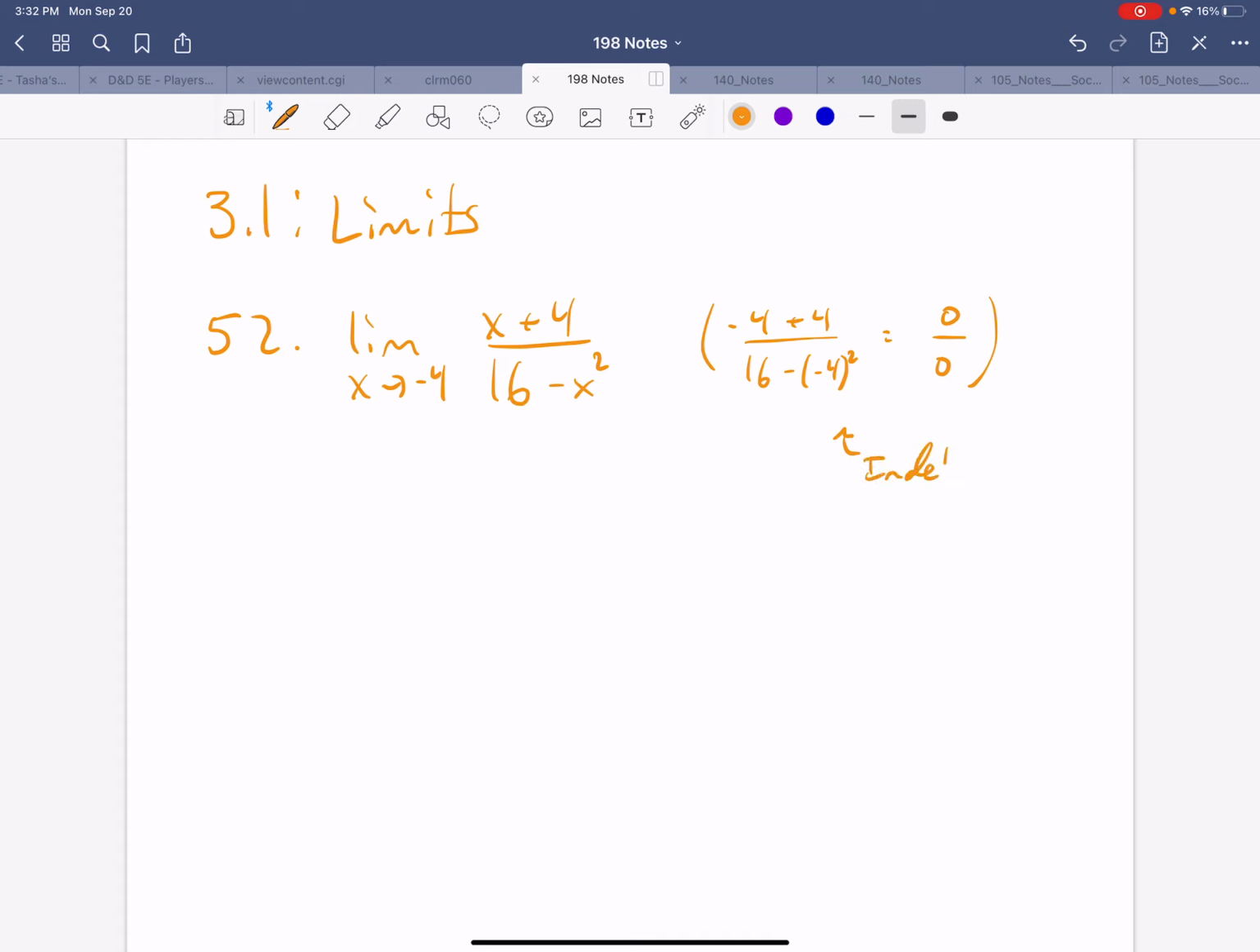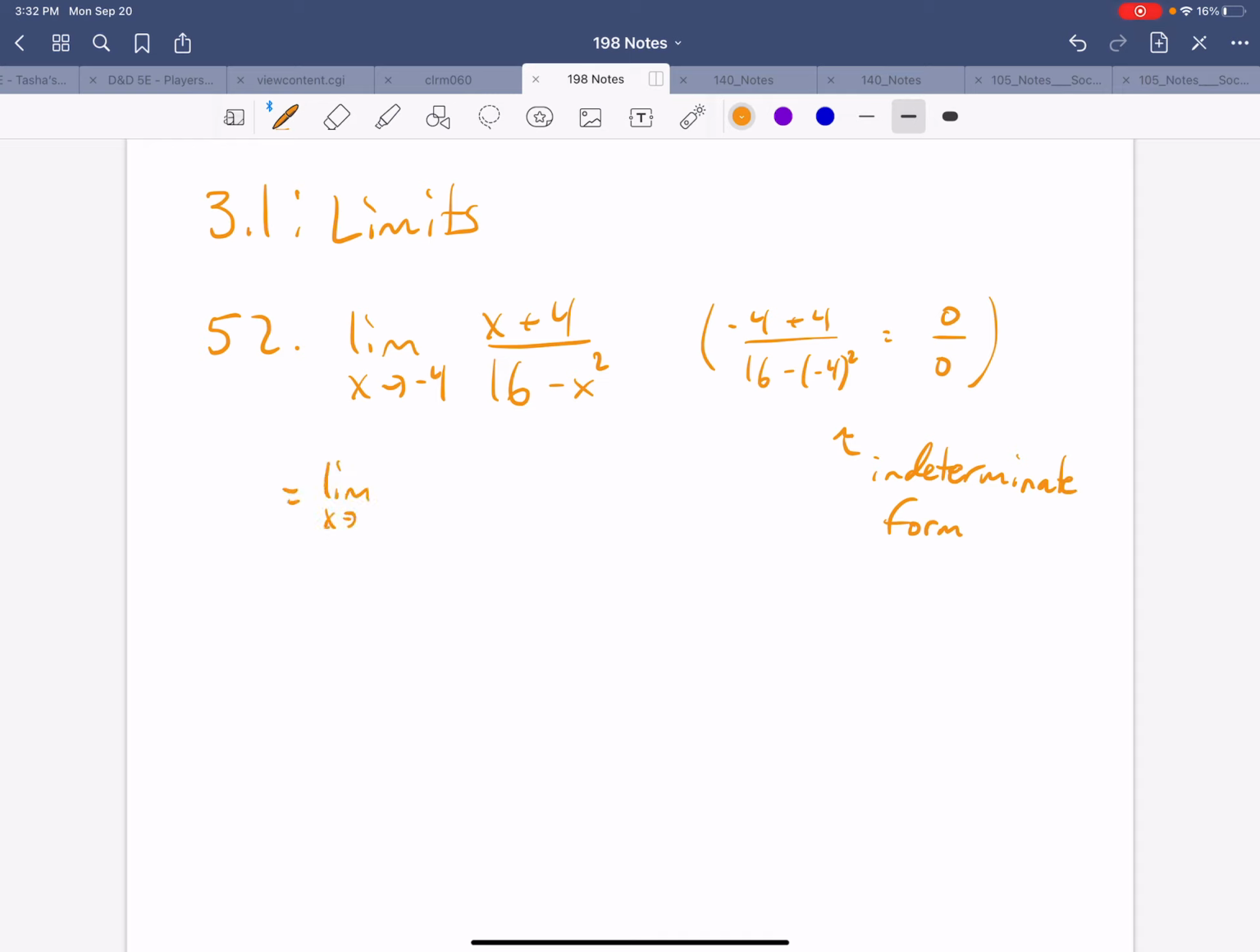You wouldn't need to write this on a homework. I just want to emphasize that this is an indeterminate form. Just call it indeterminate form, right? So we don't know what's going on. Maybe the limit exists, maybe it doesn't. Let's take a look. Well, what we can do is we can factor.